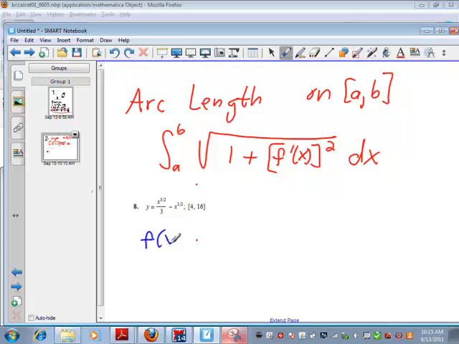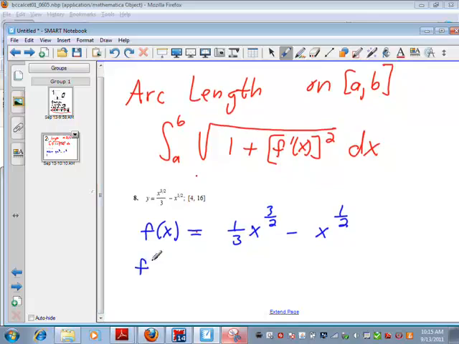f of x is equal to 1/3 x to the 3/2 minus x to the 1/2. f prime of x is equal to the power down. Now we're taking the derivative, right? 1/2 x to the 1/2 indeed, minus 1/2 x to the minus 1/2.